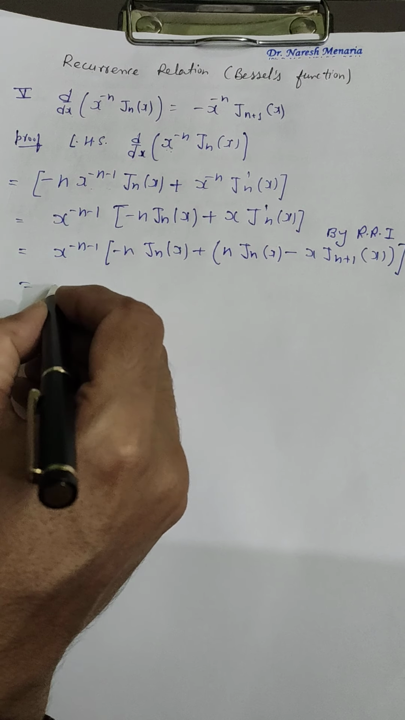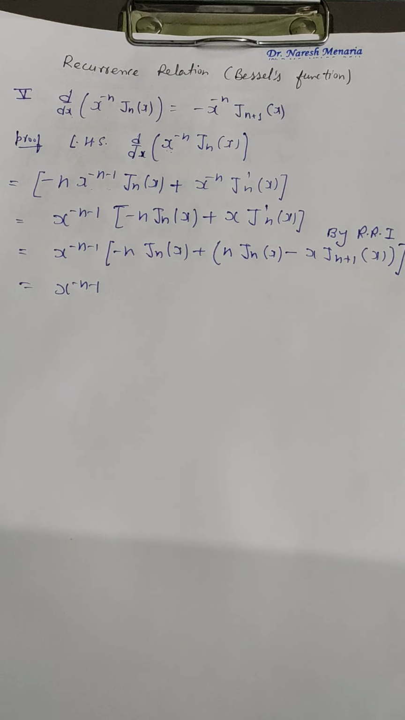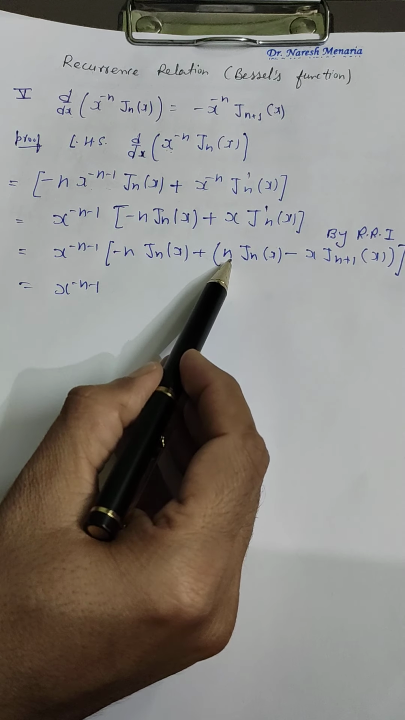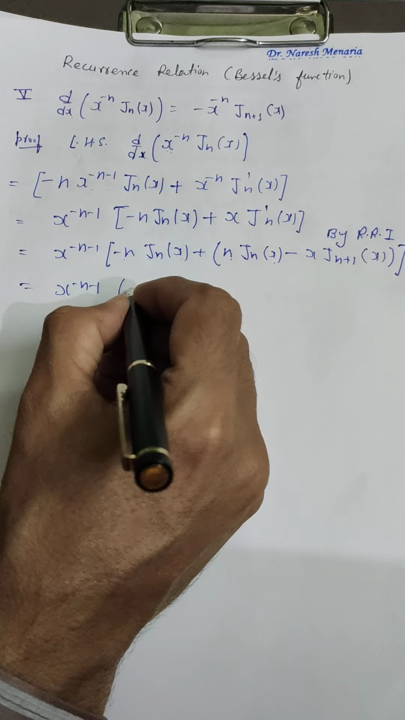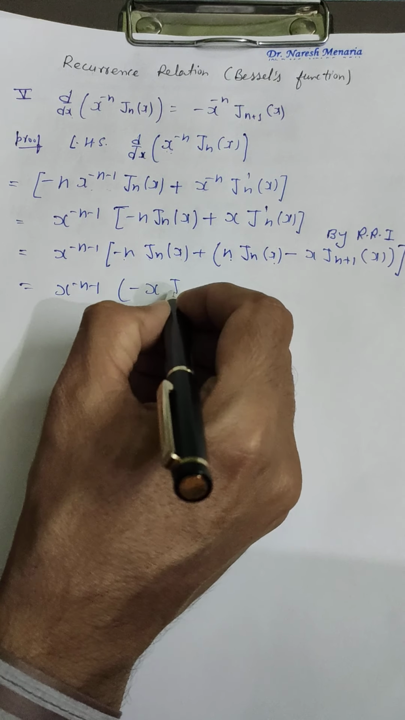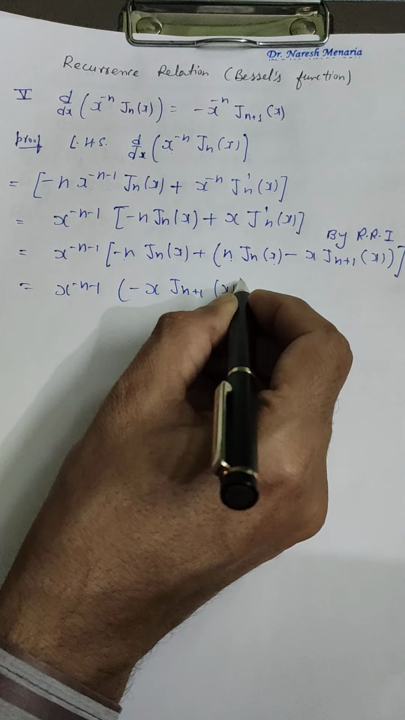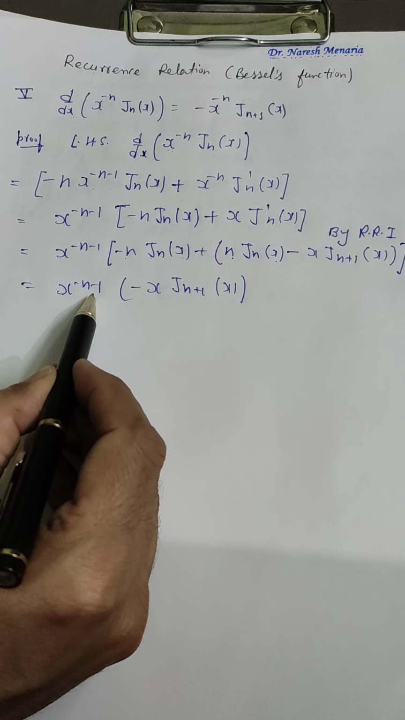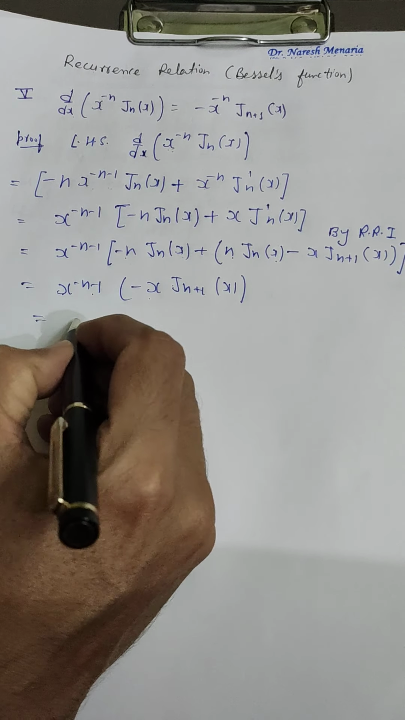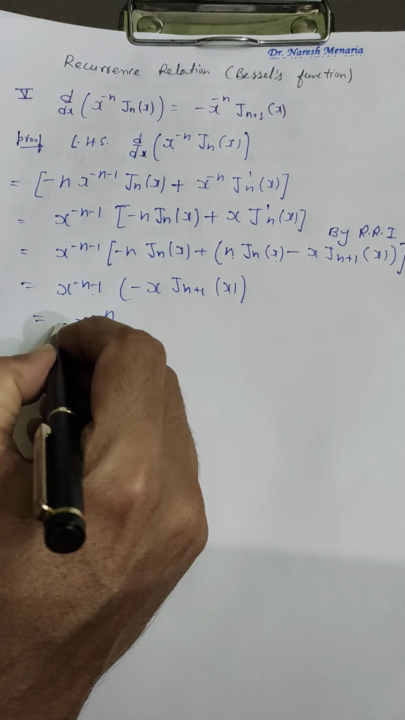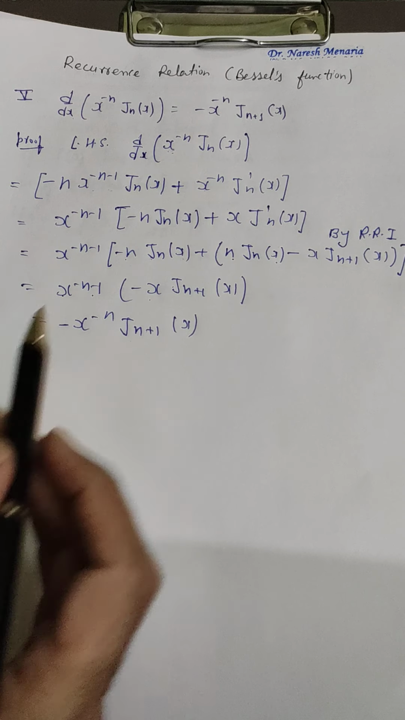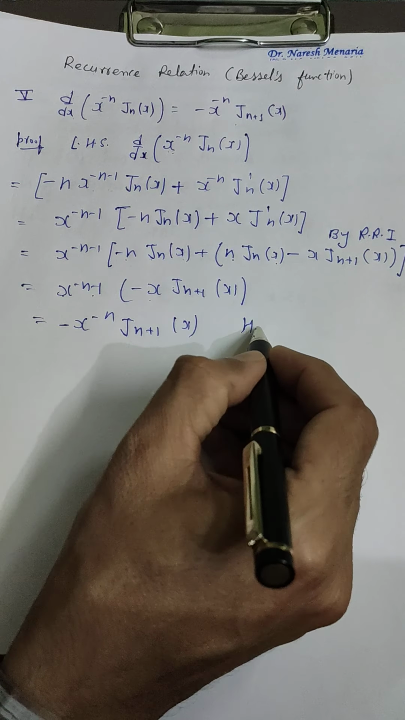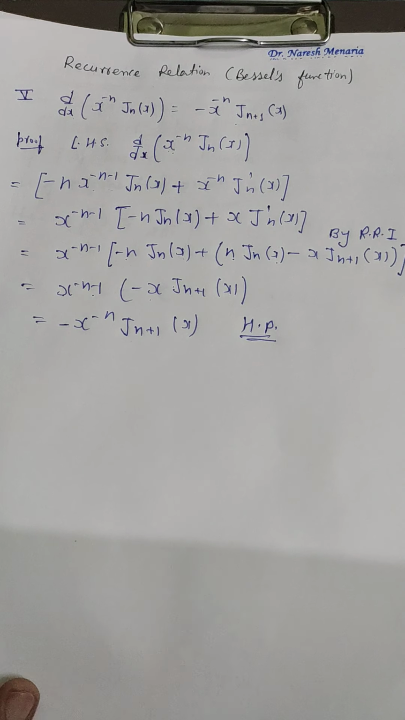Now here we see x to the power minus n minus 1. Here this is plus n J_n(x), this is minus n J_n(x), so they cancel out. Minus x J_(n+1)(x). Here x to the power minus n minus 1 and x to the power 1, so we have x to the power minus n J_(n+1)(x). Students, this is the required answer. So this is the fifth recurrence relation.